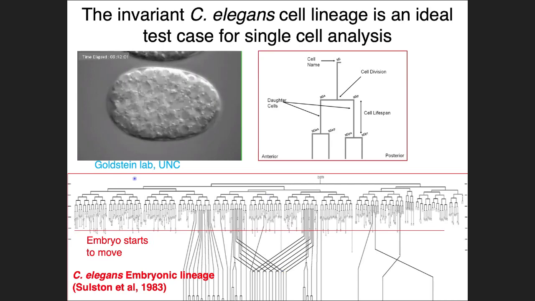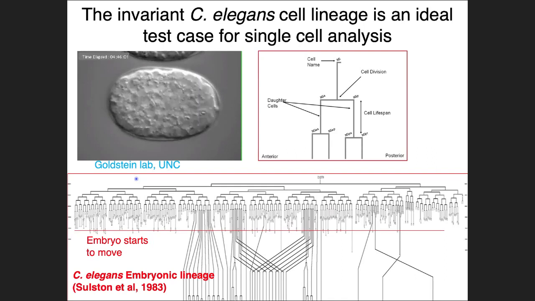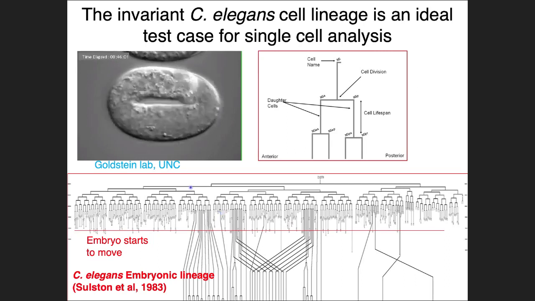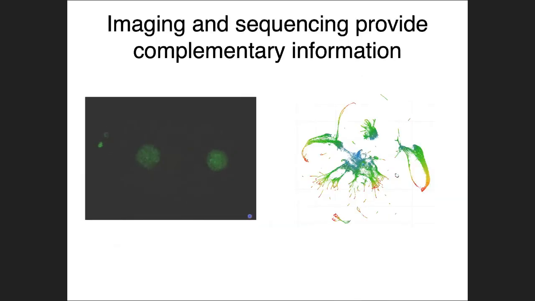And what's unique about this system is it's incredibly robust. And so, we saw a lot of examples of developmental robustness in other organisms throughout this conference. In C. elegans, the actual pattern of cell divisions in every wild-type individual is invariant. And so you can look at any given individual and follow a particular pattern of cell divisions. We know what that cell is going to become in terms of its cell fate. So how do we take advantage of this invariant lineage to map gene expression across the lineage?